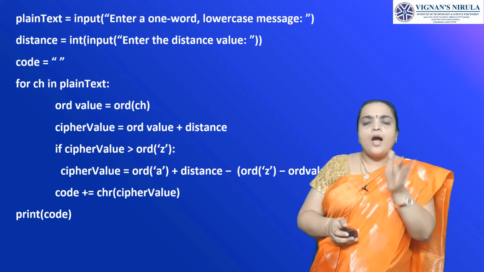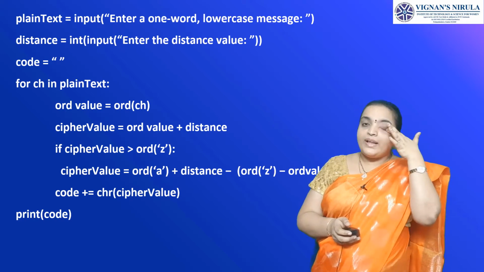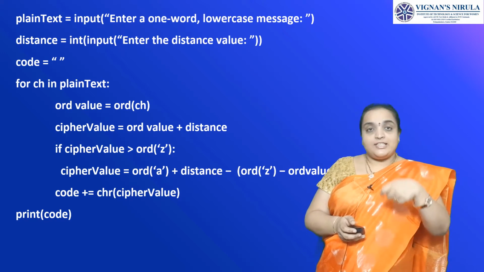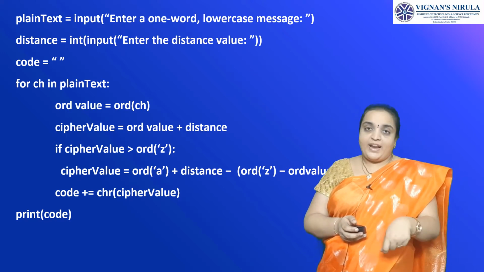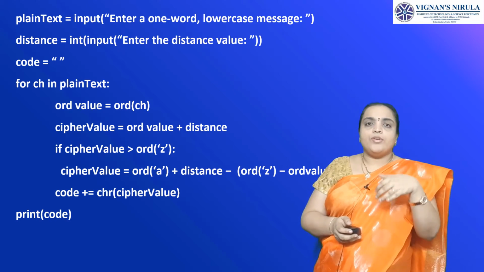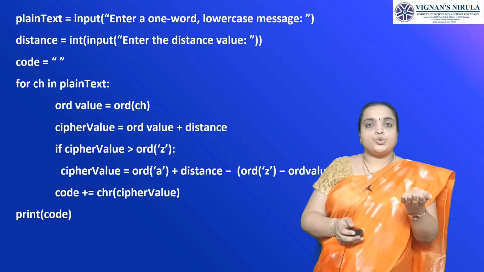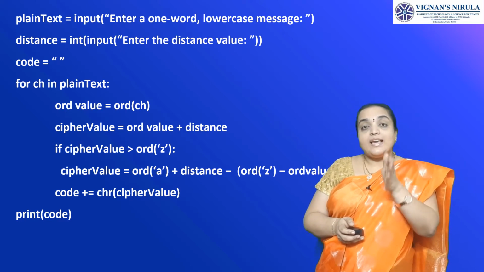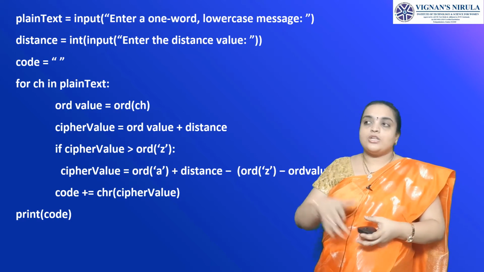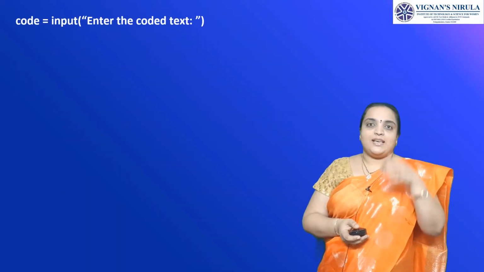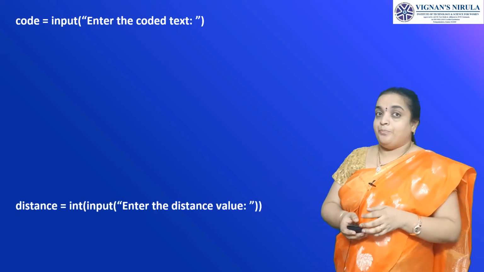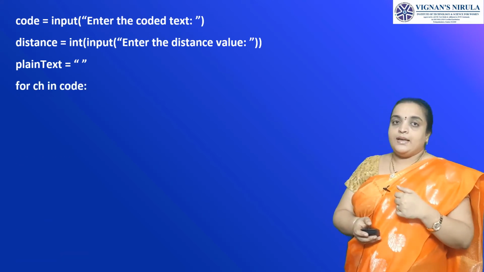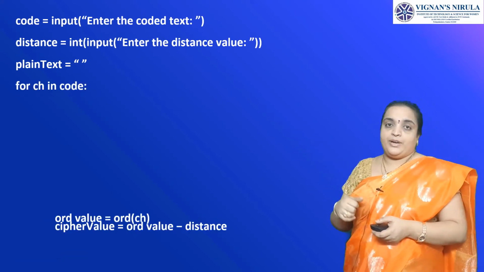In the same way, how will decryption be done? We have to take the code first, and for that code we need the distance. Again, we have to convert it into plain text. How do we do it? Same thing. We convert the specified character to ASCII value, and then the distance is subtracted from that ASCII value, because we have to come back to the original message, isn't it? So see the example. We take the input as code, then distance, then the plain text for printing the output.